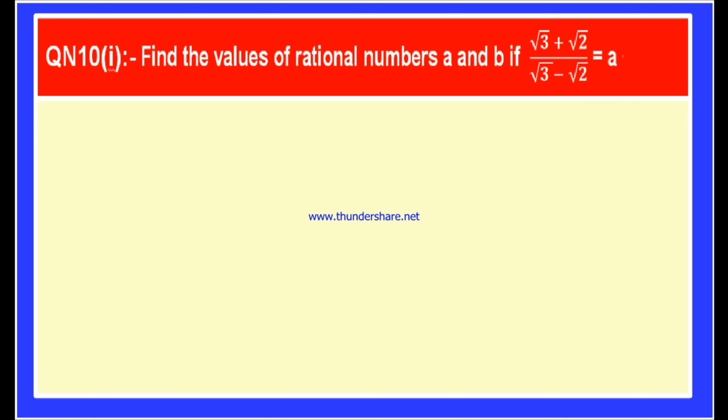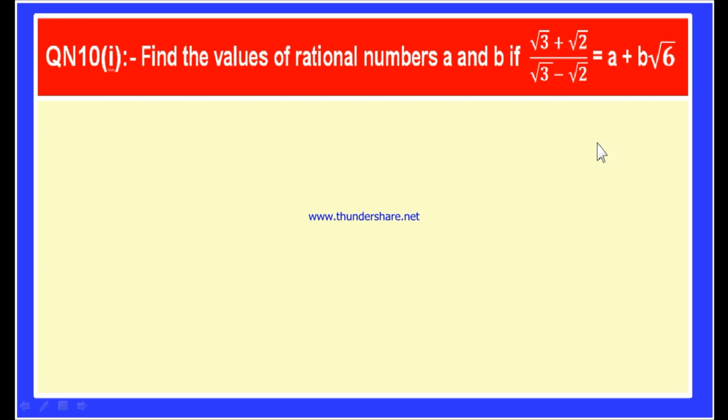Find the values of rational numbers a and b if root 3 plus root 2 divided by root 3 minus root 2 is equal to a plus b root 6. I shall repeat. Find the values of rational numbers a and b if root 3 plus root 2 by root 3 minus root 2 is equal to a plus b root 6.